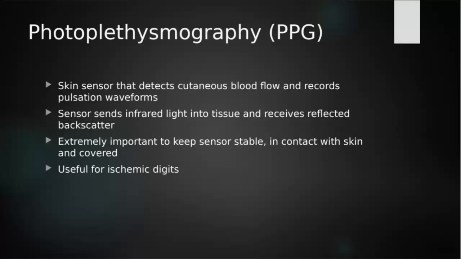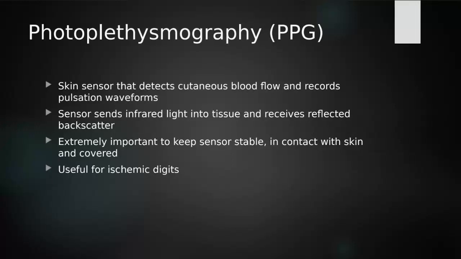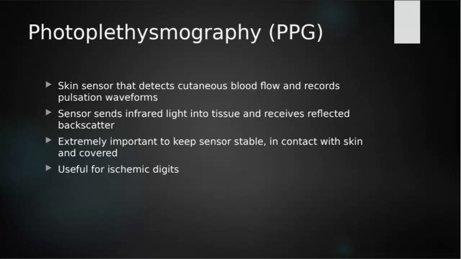It's an actual skin sensor that is going to detect subcutaneous blood flow, and it's going to record the pulsations as waveforms. So the sensor is going to use infrared light to send into the tissues. It's going to receive the reflected backscatter from that infrared light, and that's how it's going to be able to pick up changes in the waveforms of those vessels. Very useful for ischemic tissues.